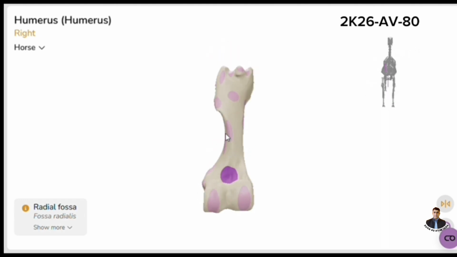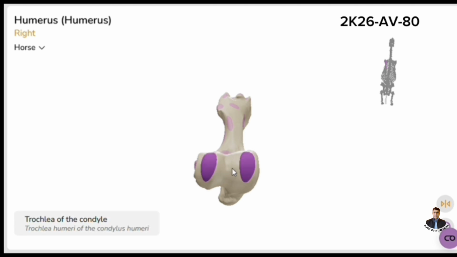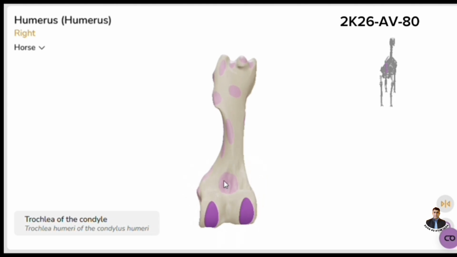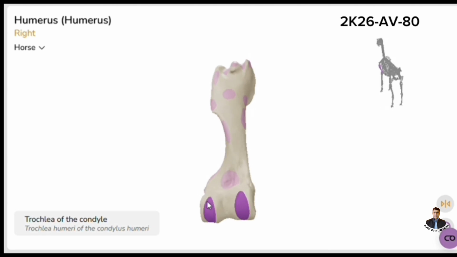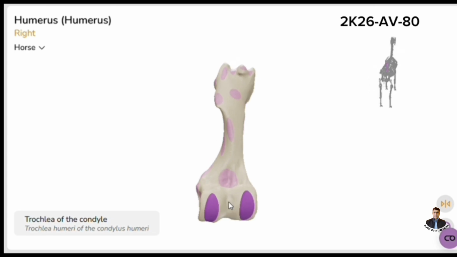Here we can see the condyle of the humerus. This part articulates with the radius and is very important for the movement of the elbow joint. It mainly allows flexion and extension. As you can see, one condyle is large, and the other condyle is slightly small. The large one is called the medial epicondyle, and the slightly small one is called the lateral epicondyle.